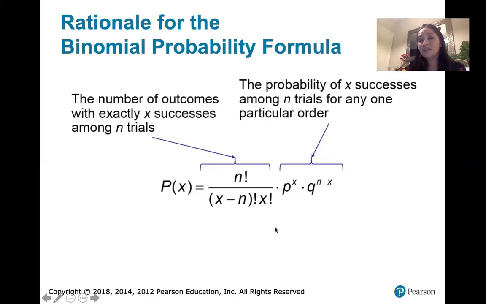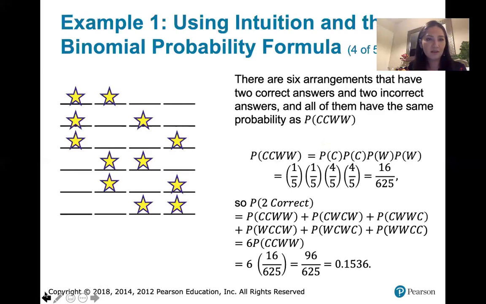Now, if I'm just looking at this, this is the probability of getting the first X correct and the last N minus X, the remaining questions incorrect. So that's just the probability for one of those arrangements. But we don't want just one of the arrangements. We want all possible arrangements that lead to that result. We want all 6 of these guys.